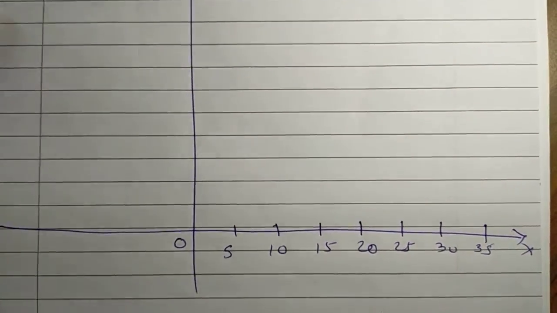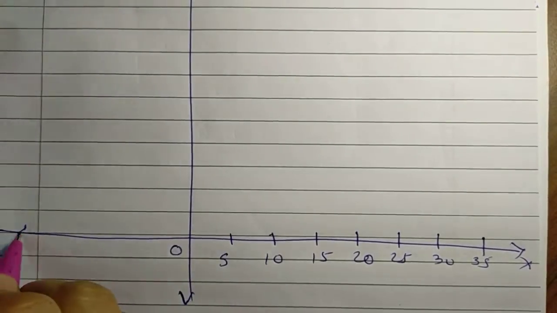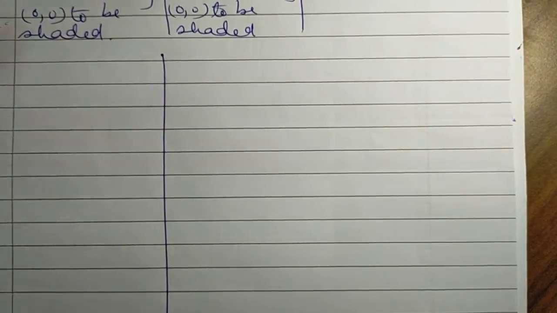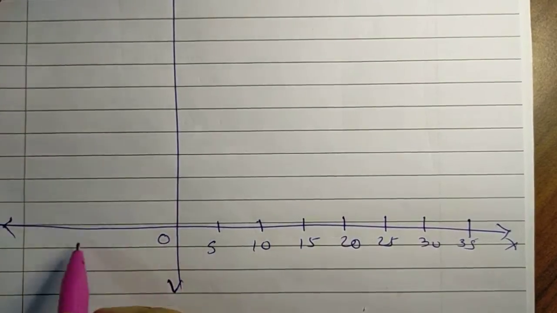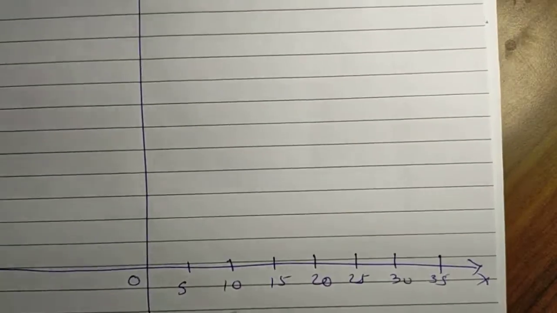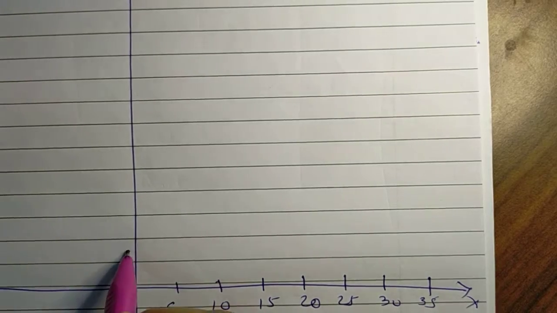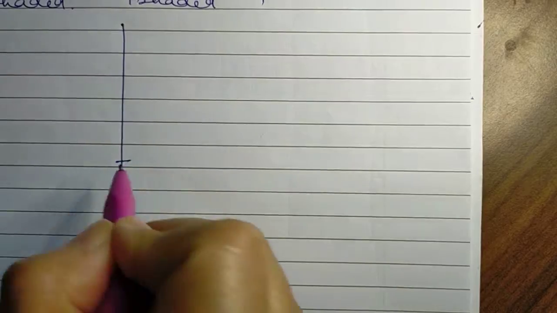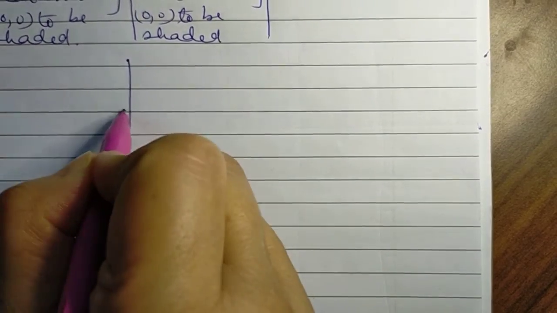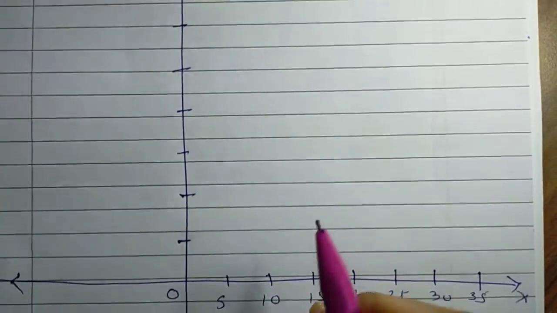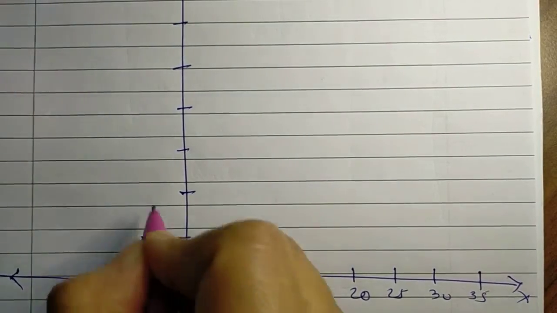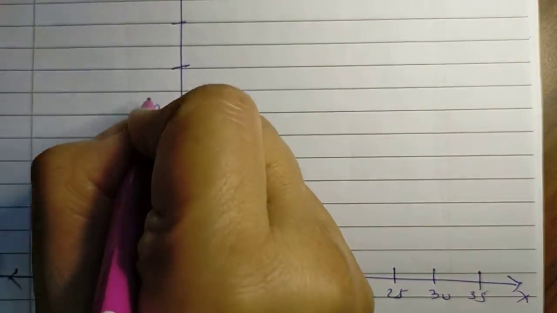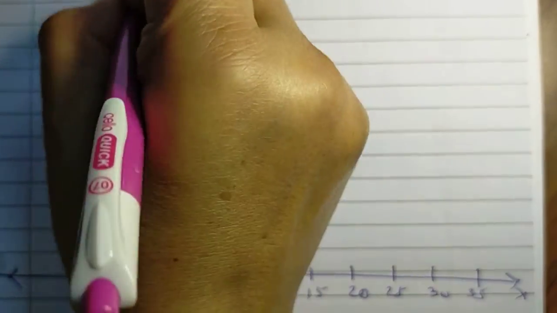This is the x-axis. And since because of the last two inequations we have to concentrate only on the first quadrant, so we take the remaining very small. We stress more on the first quadrant. Now we have 5, 10, 15, 20, 25, 30, 35. Okay, so here also 5, 10, 15, 20, 25, 30, 35, and this is the y direction.